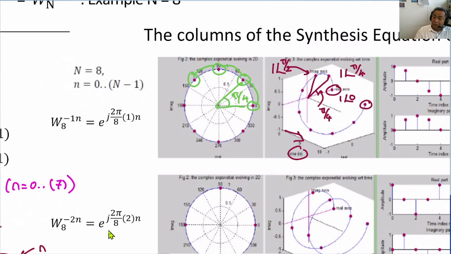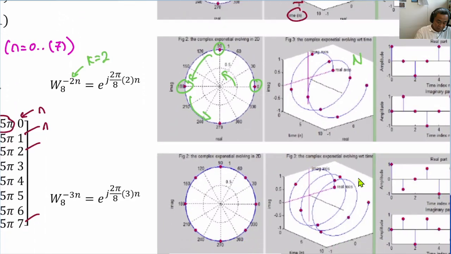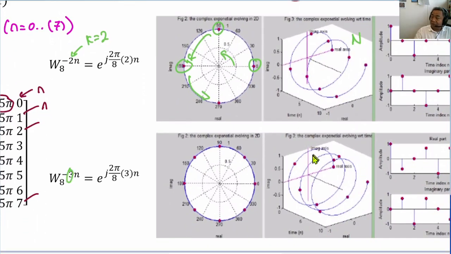In the second column, what happened? When we visualize this again, first element, second element. Every time it moves by one sample, it is moving by pi by 2. So you see that actually in the 3D, it will move 2 rounds using N samples. So k equals to 2 means how many cycles, what is the harmonic with respect to the fundamental frequency, how many cycles it is rotating per N samples. K equals to 3, it rotates even faster. With 8 samples, it rotates 3 rounds.